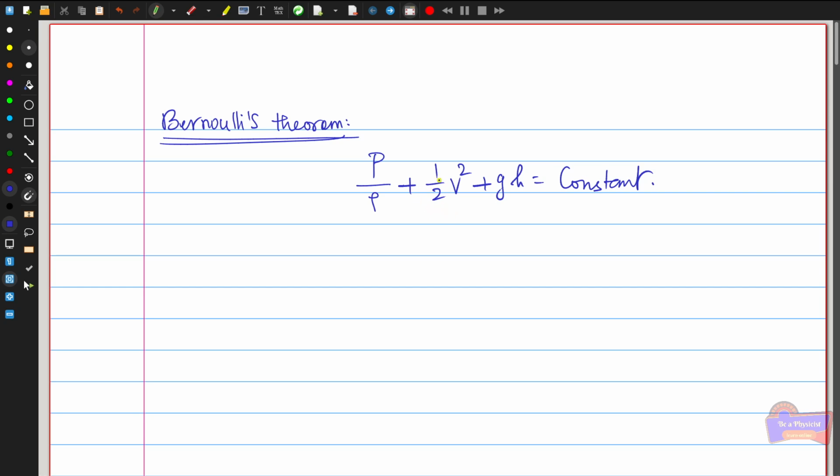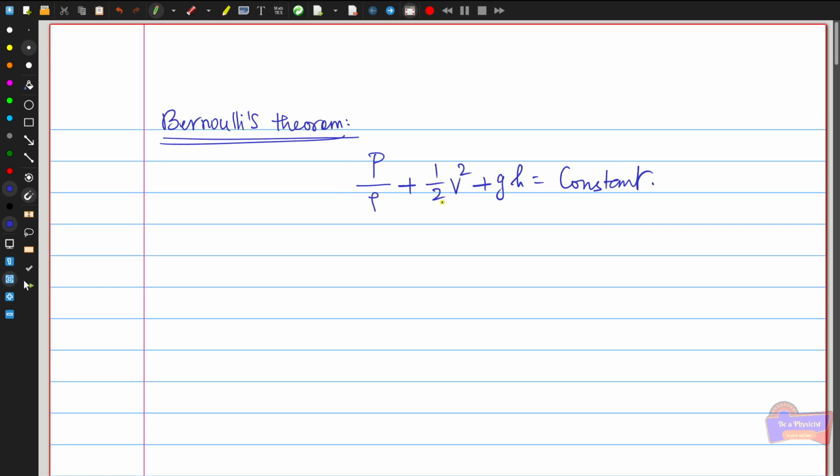That means the total energy of the incompressible non-viscous fluid flowing from one point to another without any friction remains constant through the motion. This total energy means the pressure energy as well as the kinetic energy as well as the potential energy. So all the total energy will be equal to the constant value.